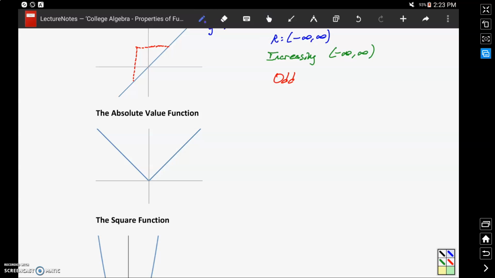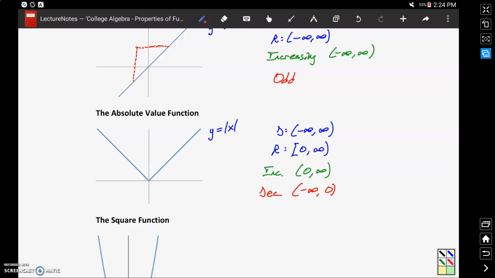The absolute value function, y equals the absolute value of x, is going to have a domain of negative infinity to infinity. Its range is going to have a restriction of 0 to infinity, with 0 included, since it never dips below the x-axis. It's going to be increasing on 0 to infinity and decreasing on negative infinity to 0.